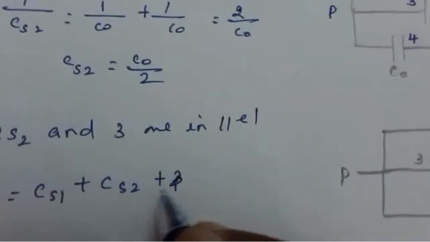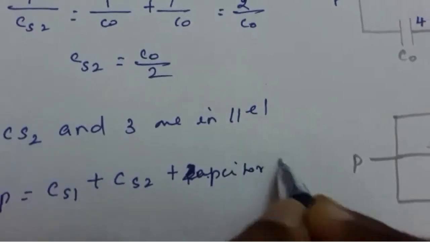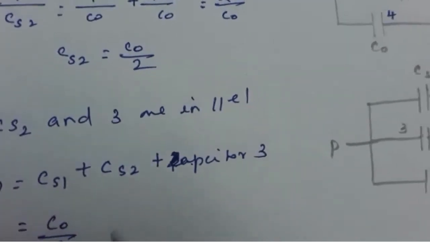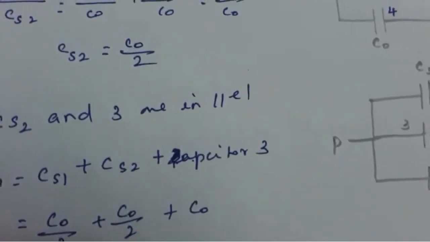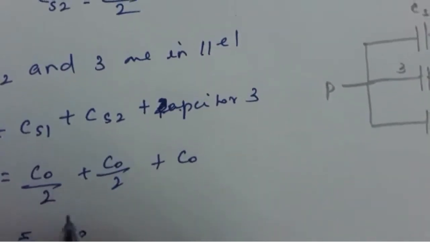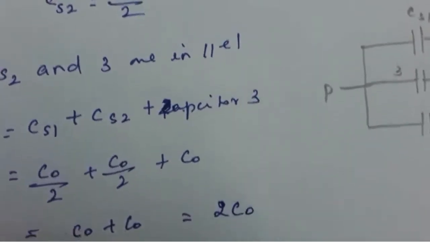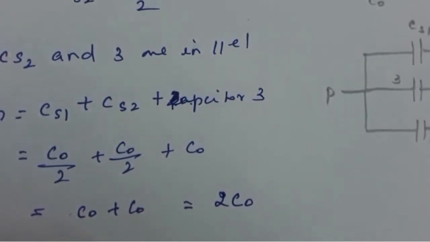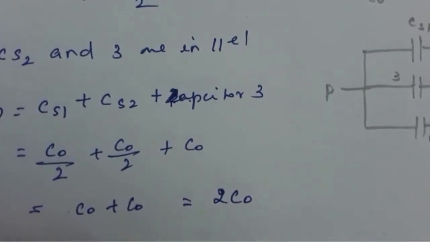So what is your capacitor 3? We can write it as capacitor 3, that is C0. What is CS1 value? That is C0 by 2. Here this is C0 by 2. This is how much? C0. So when you take the LCM, what will you get here? Here these two are C0, since 1 by 2 plus 1 by 2 is 1. C0 plus C0. So what value you get? 2 C0. So the resultant capacitance is 2 C0. So this is how different circuits will be given. You have to find out the values of the resultant capacitor.